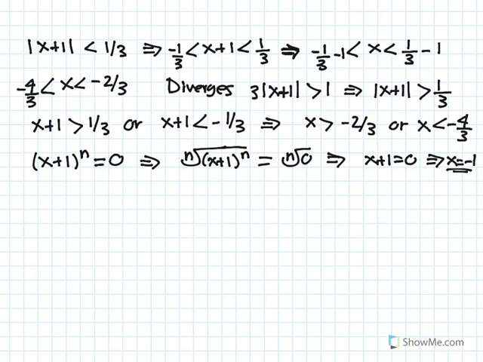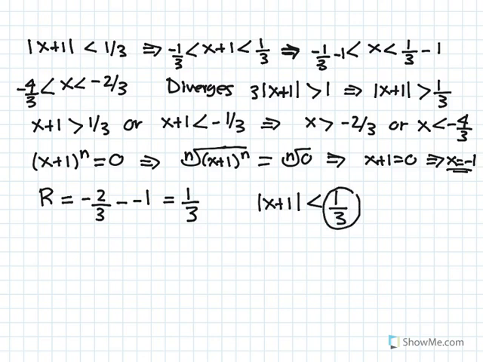So how do we find the radius of convergence? To find the radius of convergence, we take an endpoint and subtract it from the center. So radius is negative 2/3 minus negative 1. That gives us negative 2/3 plus 1, which gives us 1/3. Or simply, you can look at the result of the ratio test, absolute value of x plus 1 less than 1/3. This is the radius of convergence. Radius is 1/3.